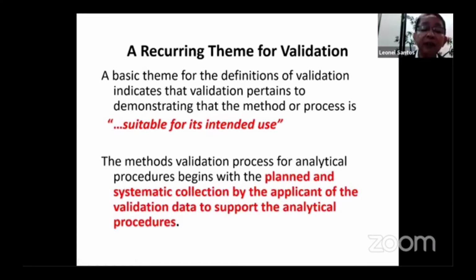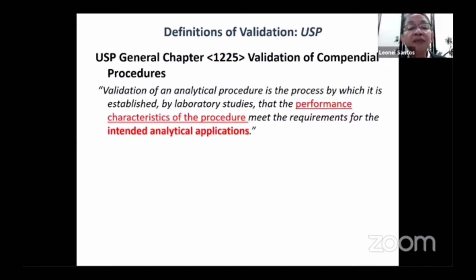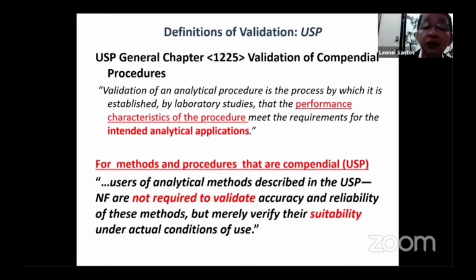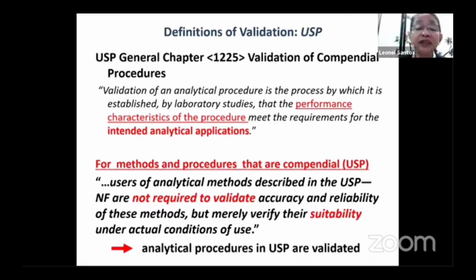So the method is a planned systematic collection by the organization or by the applicant in terms of supporting their procedure. This is again mentioned in general chapter 1225. For those who are using the USP book, which is the monograph, there is no need to do validation simply because the procedures described in the USP book have been validated, and you can use them in another laboratory without doing any method transfer or transfer of analytical procedure.